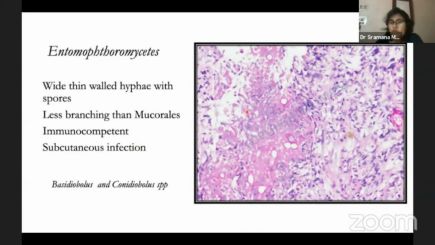Now, Entomophthoromycetes are also pauciseptate fungal hyphae, which have less branching than Mucorales. They occur in immunocompetent individuals and cause subcutaneous infection. The clinical pictures have been shown by Dr. Dinesh Asati. Now, he had also mentioned Splendore-Hoeppli phenomenon.